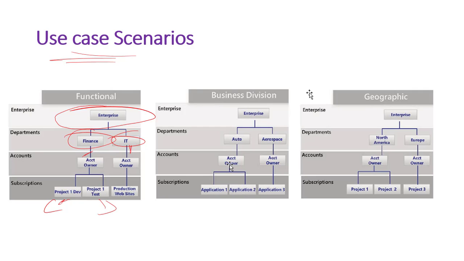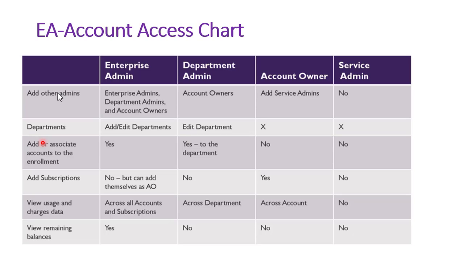One subscription is for project development and another subscription is used for project test. Similarly, we have taken the use case of a business division. The business division has an enterprise and they have departments like auto and aerospace. Each account owner will have a different subscription. Now we are going to see the enterprise account access chart.